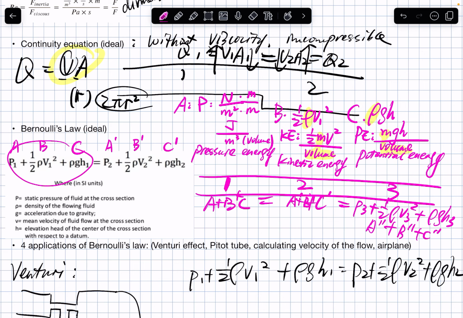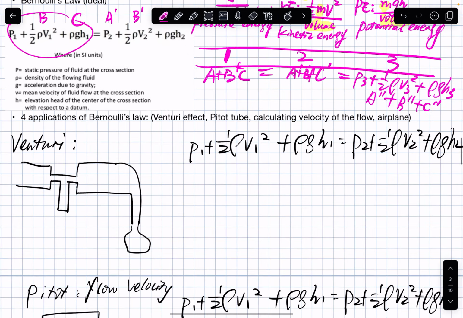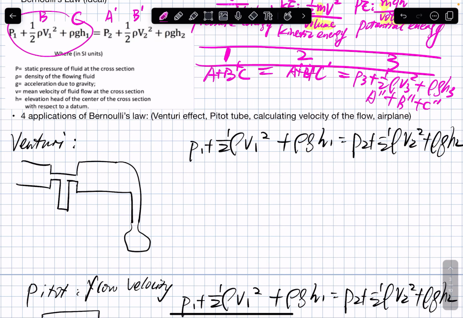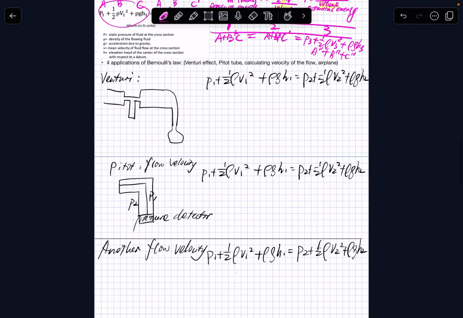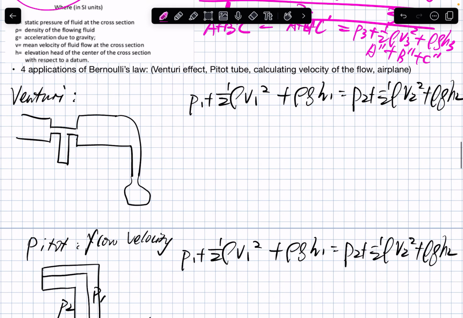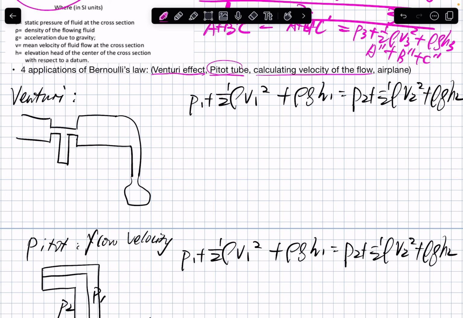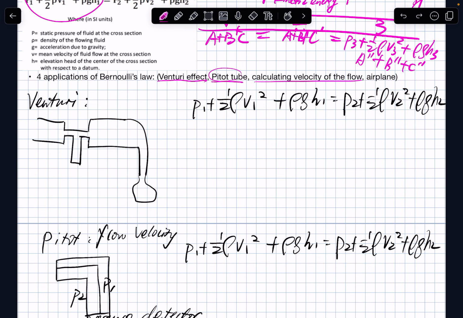All right, now let's look at the application. I really provide you the very comprehensive four applications of Bernoulli's law, and how they can test you on the MCAT. These four applications are, first, the Venturi effect, and second, the pitot tube, which calculates the velocity of the flow. Besides the pitot tube, they can also set up a different scenario that asks you to calculate the same thing. And lastly, the airplane. Let's look at the Venturi effect first.